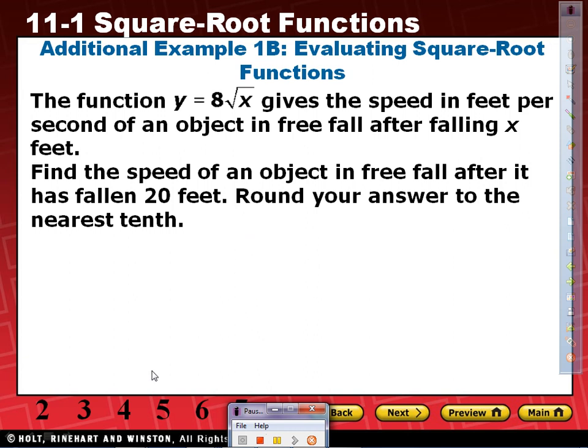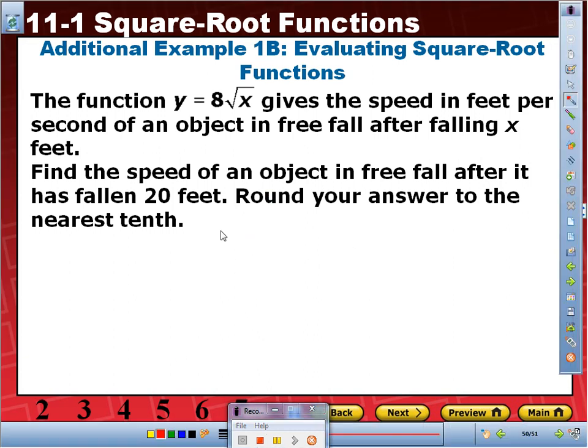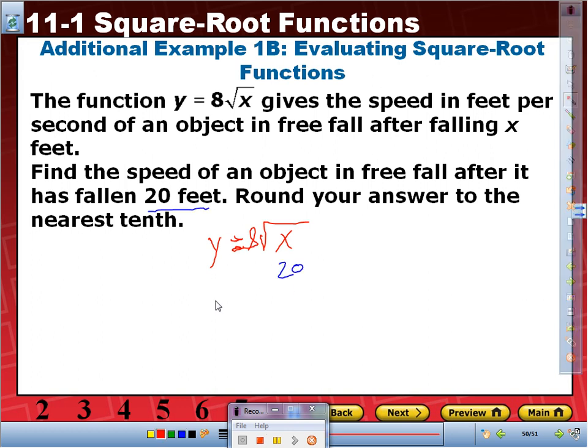All right, so let's see. Who noticed the different part on this one? The function's the same. Y equals 8 times square root of x. But instead of x, what are we going to substitute? 20. So this becomes y equals 8 times square root of 20. So therefore, y equals 8 times a certain number. Since this is not a perfect square, we know how to get the decimal form, don't we? Let me refresh your memory.